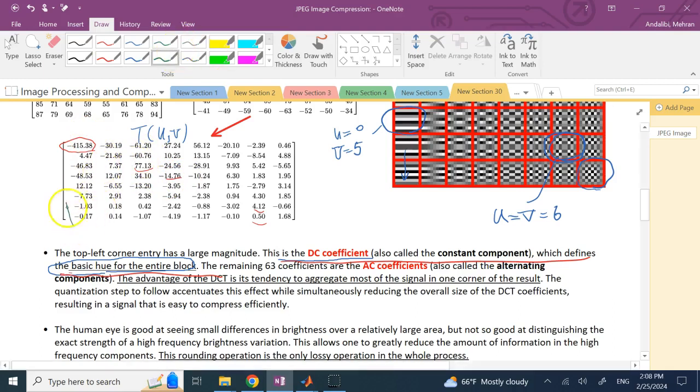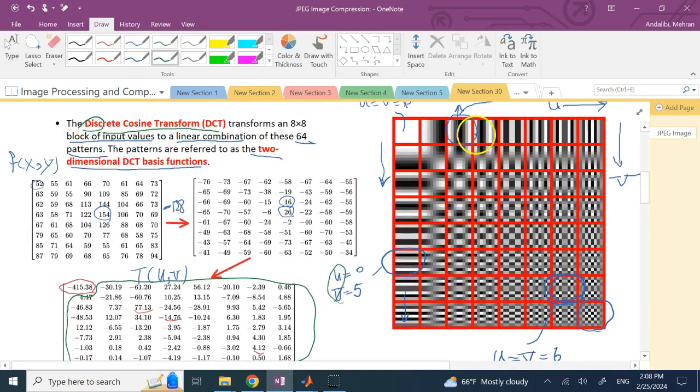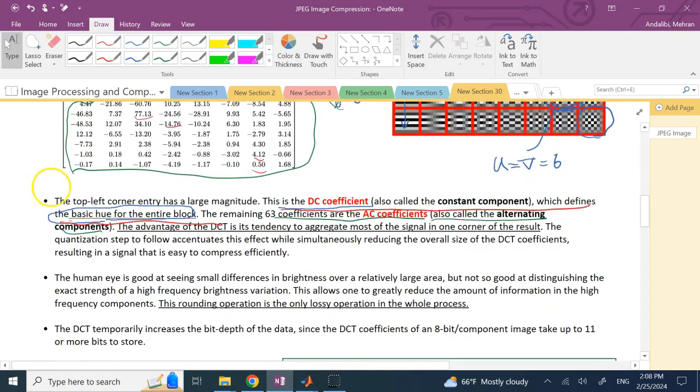The rest of these 63 values here, we call them AC components, or alternating components, because each one of them corresponds to a U or a V that is non-zero. So each one of them is representing some frequency, or two frequencies in general.